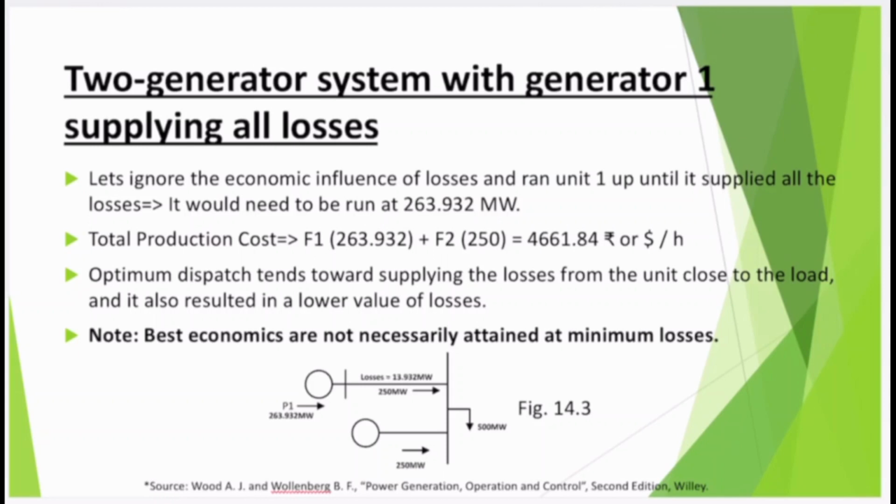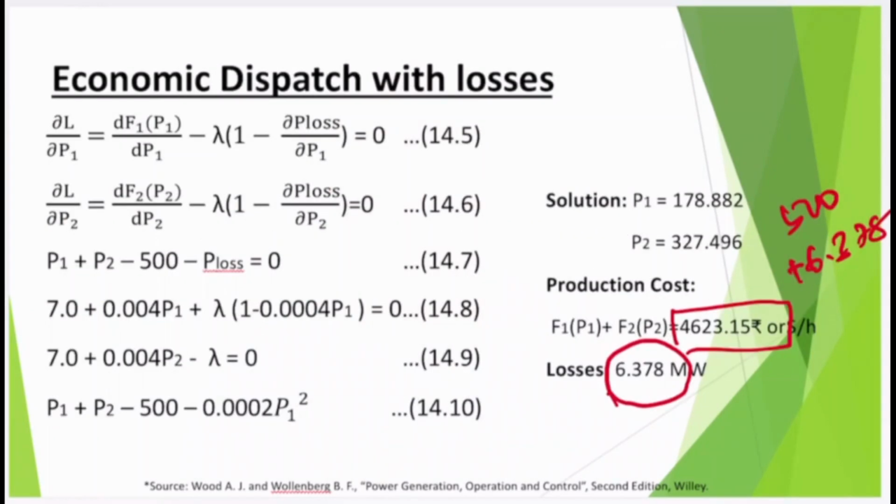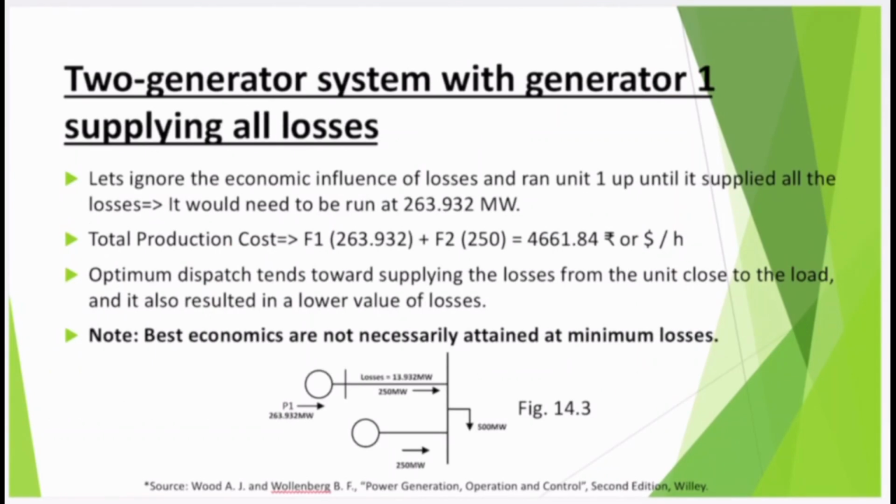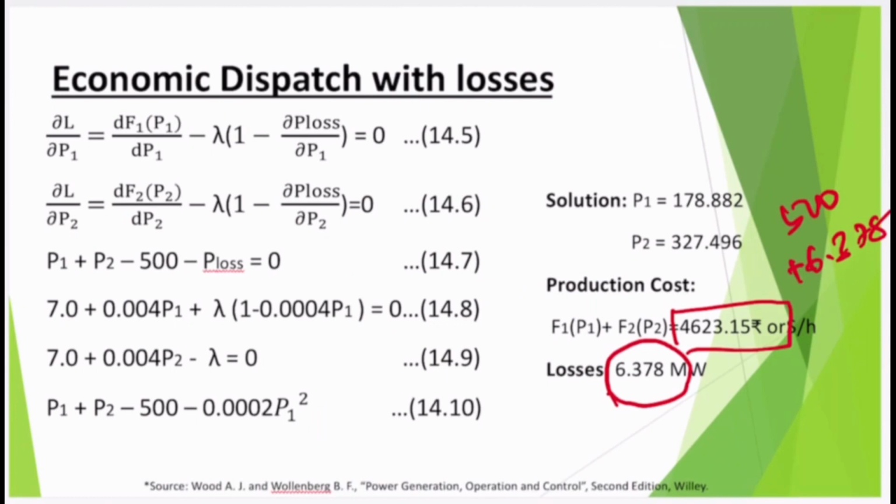Here I want your attention. What are we doing basically? The previous cost, if you see, was 4623, and now it is 4661. So what has happened? The cost of generation to cater 500 megawatt has increased significantly because we have not optimized the generation output of unit 1 and unit 2. If I had optimized, my first generator would give 178 and the second unit would give 327, then the cost will be minimum.